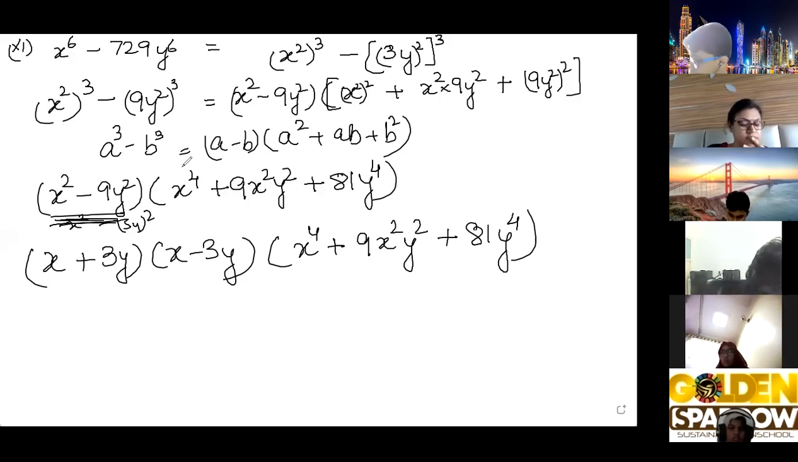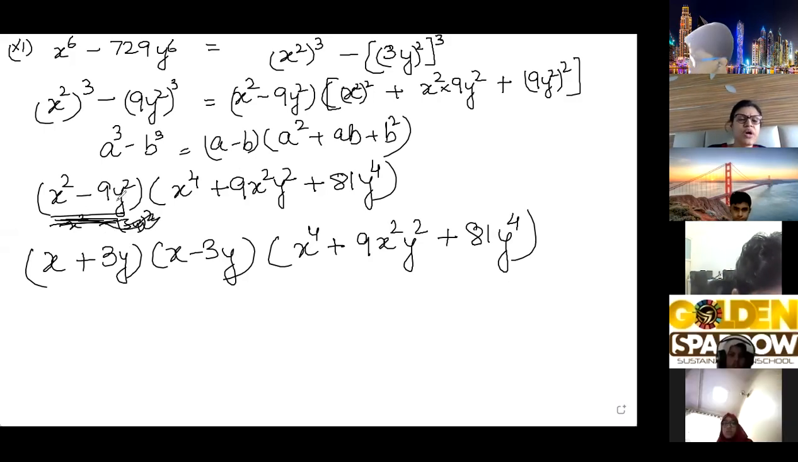Ma'am, if it is written 9y square, do we have to write 3y square? Where? 3y whole square in the answer. In the last answer, where it is written x plus 3y whole square, it will not be 3y, because it is a plus b, a minus b. So how will you get 3y whole square? You'll not get 3y whole square.